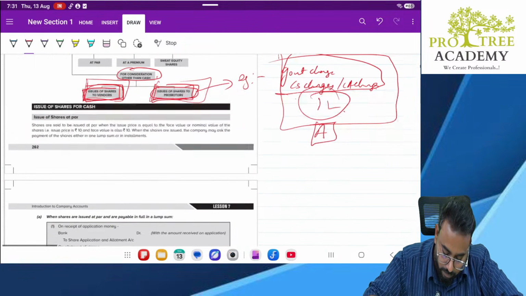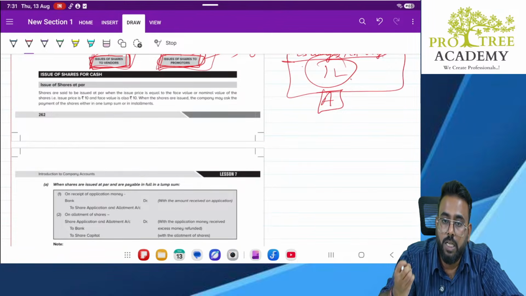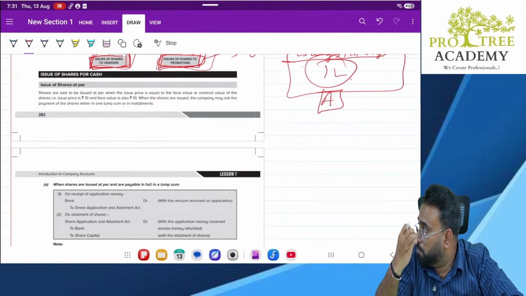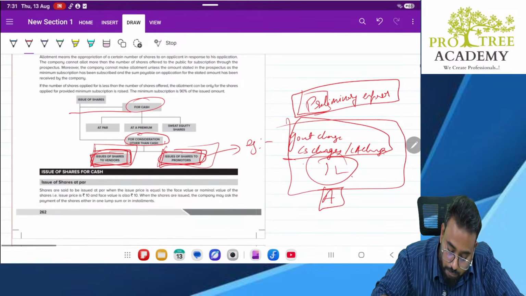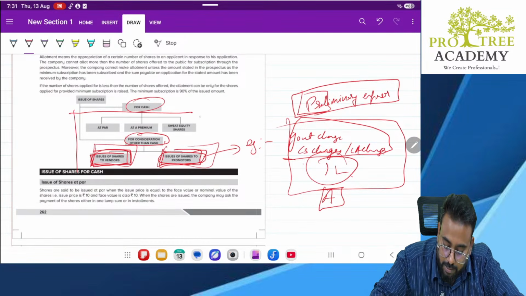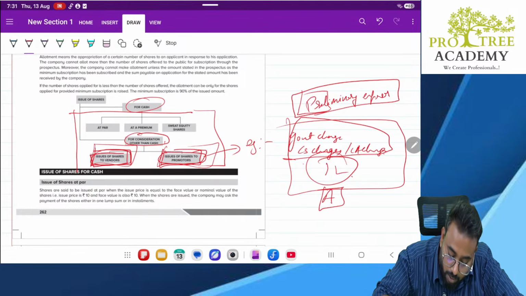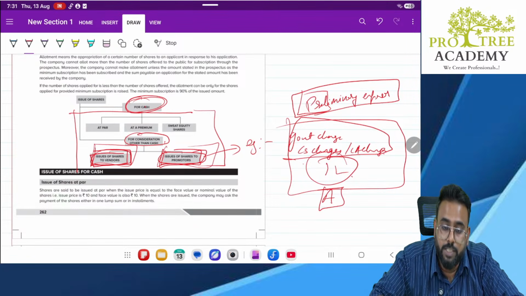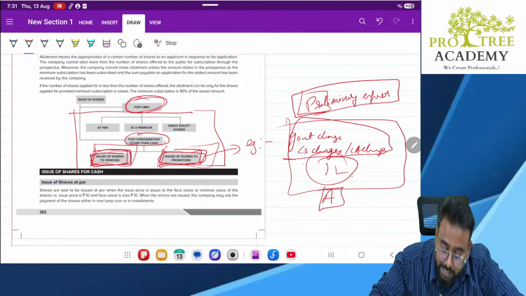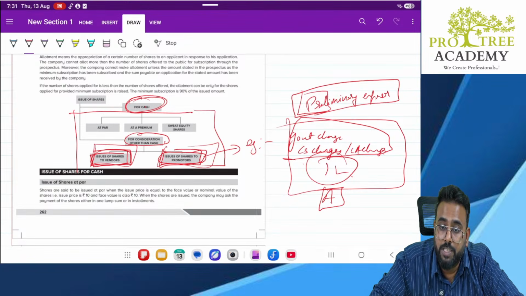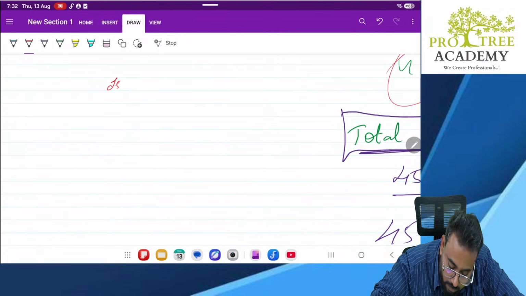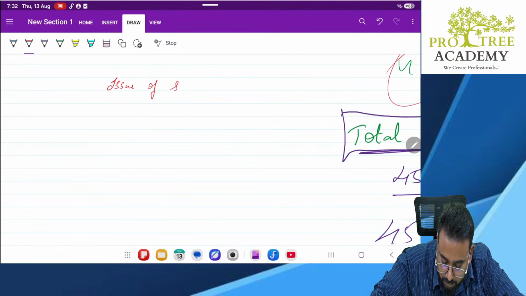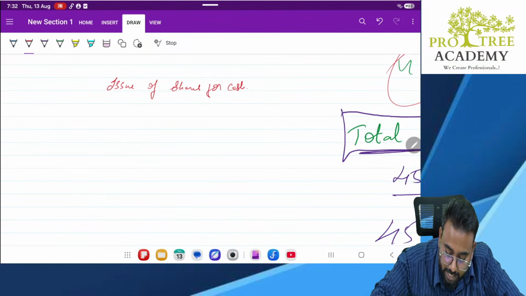Yes? Okay. Now let's come to the journal entries, the actual core of this chapter. We divided it into issue of shares for cash and issue of shares for other than cash. Now in issue of shares for cash, again we categorize this into majorly 3 parts.